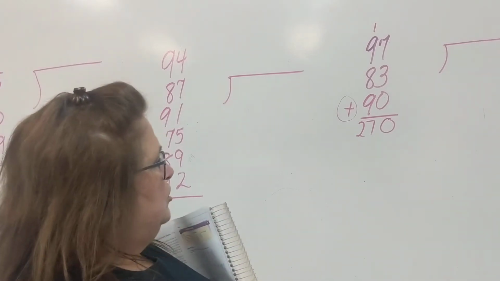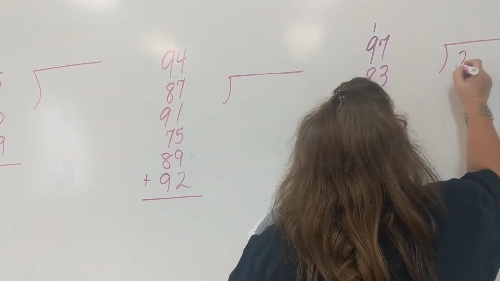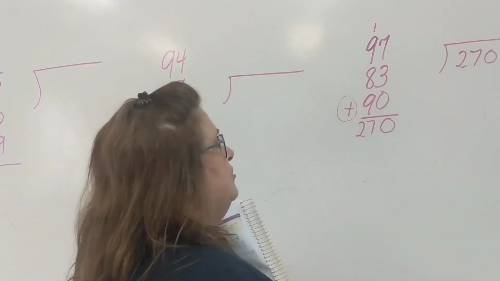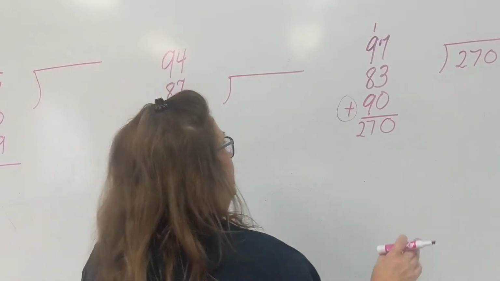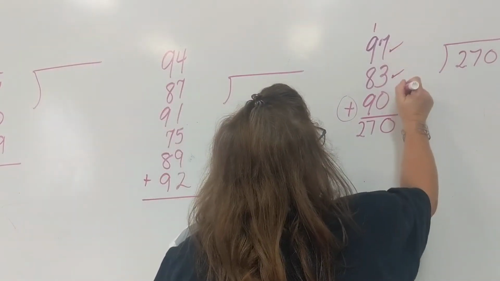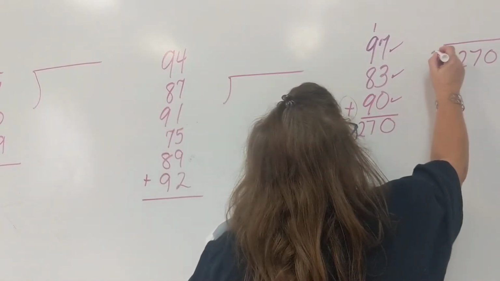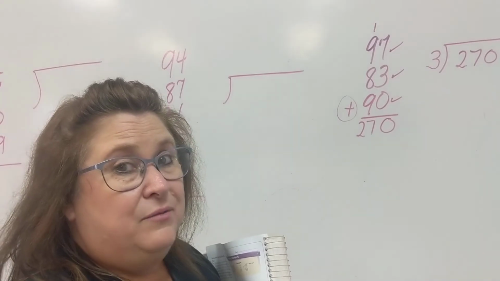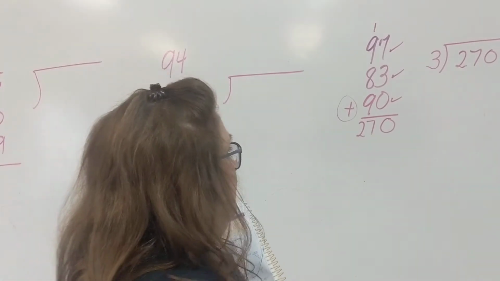So what we're going to do is we're going to take 270 and we are going to make that a dividend. And our divisor is going to be however many numbers we added together. In this case, we added 1, 2, 3 numbers together. So that will be our divisor. So we will put it right here and we are ready to divide to find our average. It's that simple.